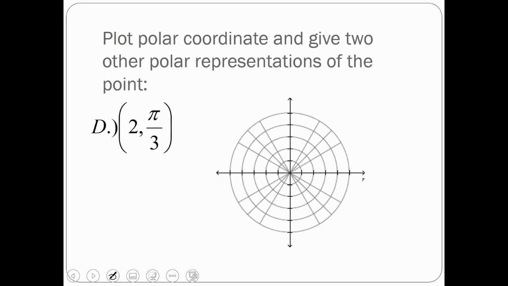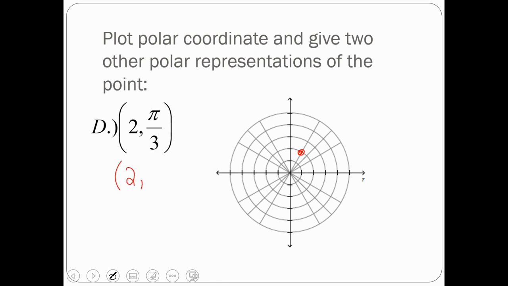Another way to just get used to polar coordinates is to figure out that there's an infinite number of ways to write this point 2 comma pi over 3. So going to pi over 3 and then go to 2, that would be this point right here. But there's a lot of different ways I could write that. I could go around the circle one more time.